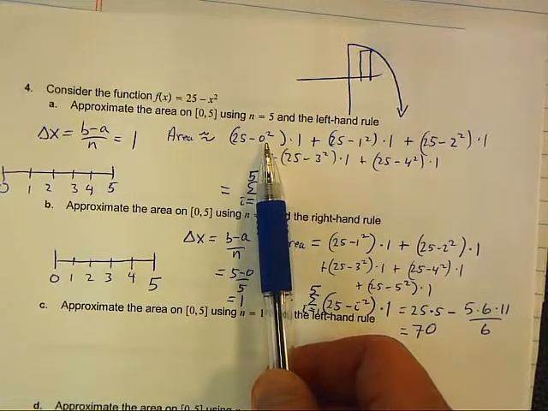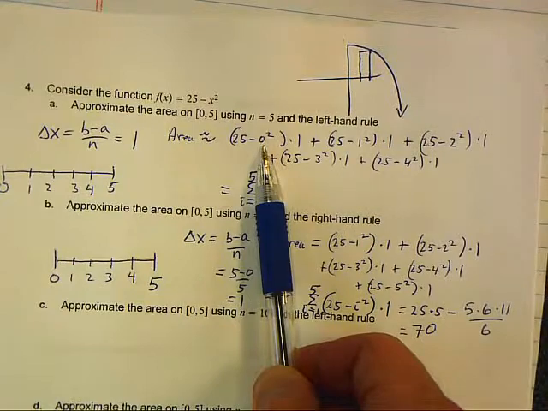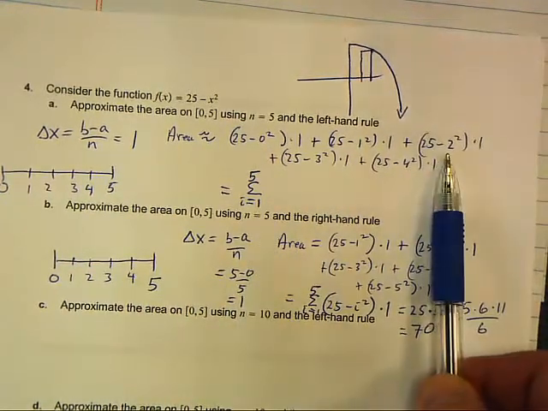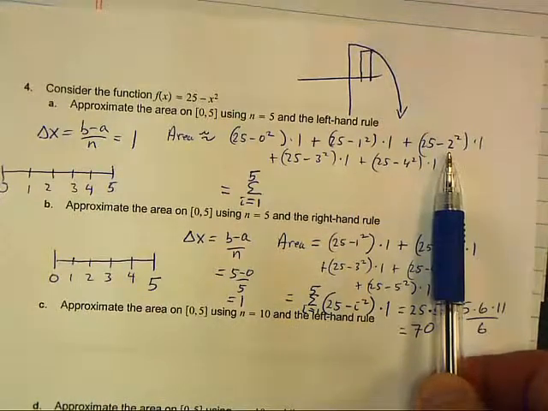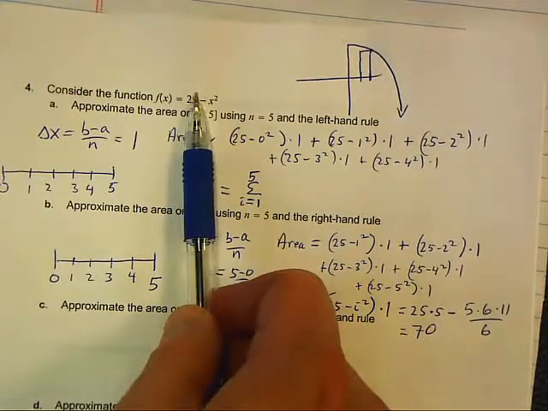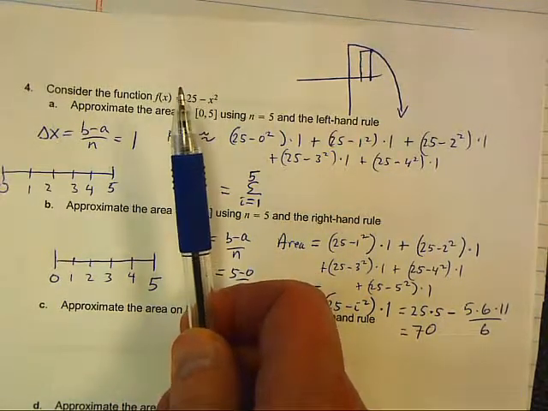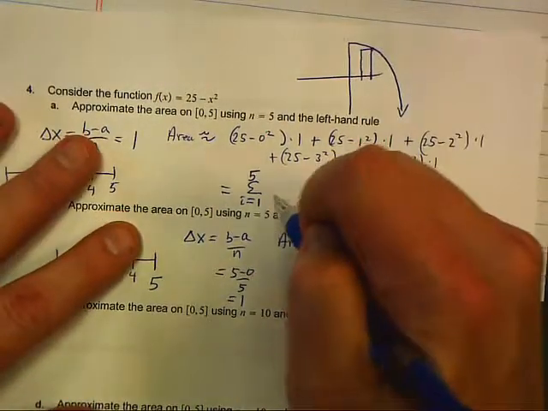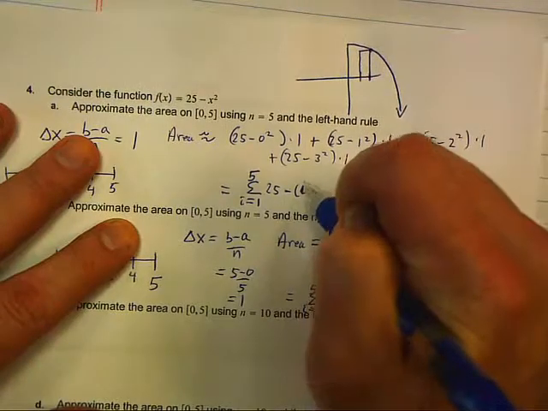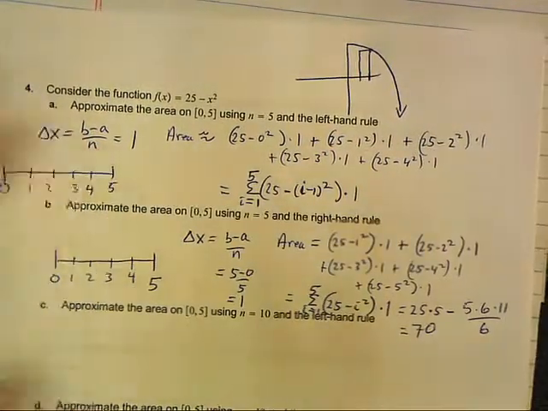You're going to have I minus 1, aren't you? Because for rectangle number 1, we plug in 0. For rectangle number 2, we plug in 1. For rectangle number 3, we plug in 2. So we're not going to have f at delta x i. We're going to have f at I minus 1. So this would be 25 minus I minus 1 squared times 1.